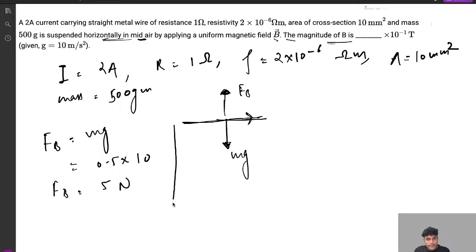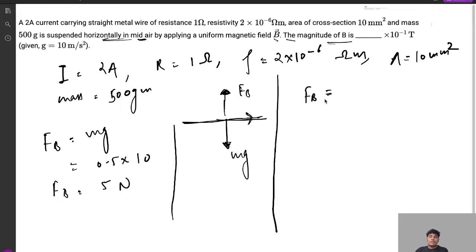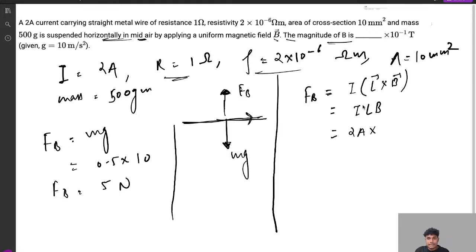Now what is F B? Force on the wire due to the magnetic field, that is I into L cross B. But here we only need the magnitude, that is I L B. I is 2 ampere, and we have to find the length L and the magnetic field B. So we have to find two things, length and magnetic field, and we have to return the magnetic field.